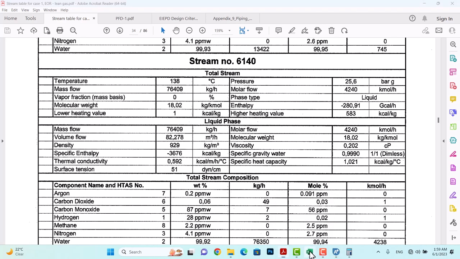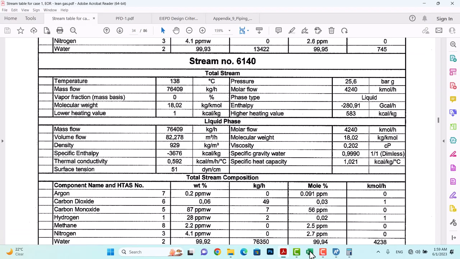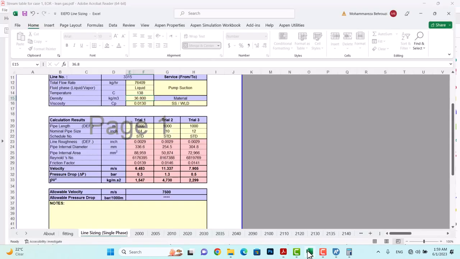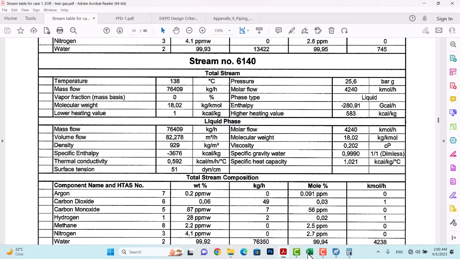What do we need here? We need density and viscosity. The density is 999. And the viscosity is this value, in centipoise.